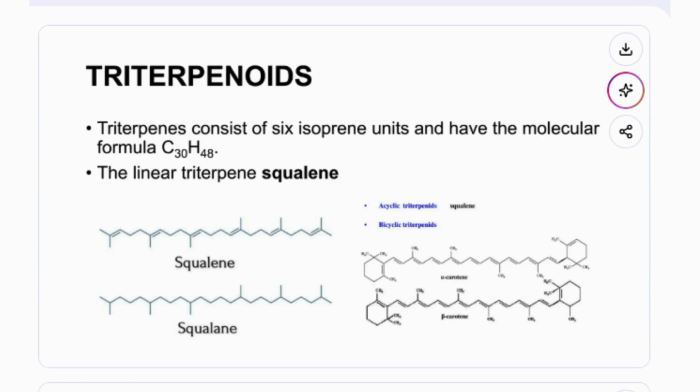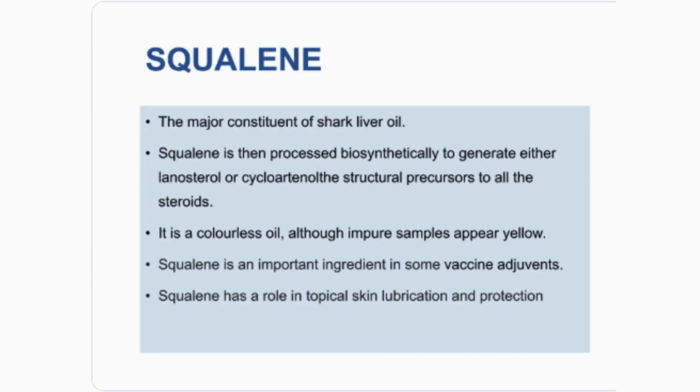Triterpenoids consist of six isoprene units and have the molecular formula C30H48. The linear triterpene is squalene. Now we discuss the example of squalene. Squalene is the major constituent of shark liver oil.